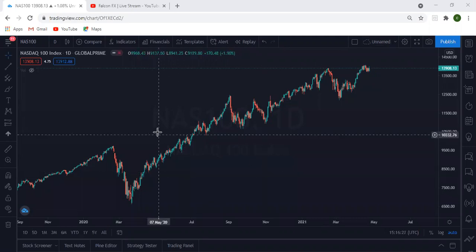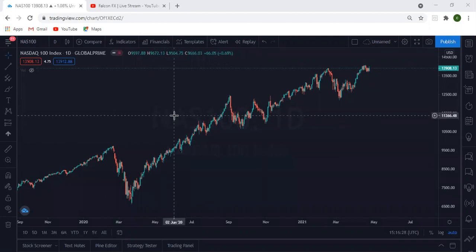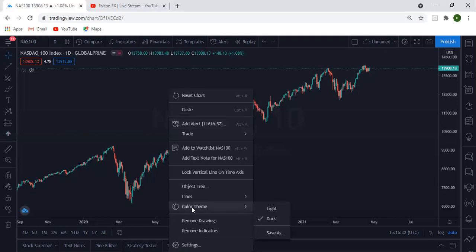So never mind this background, my chart looks black. If you want my chart to look like yours, you can just go to color theme, and then there's light and dark. So I made my chart to be darker.